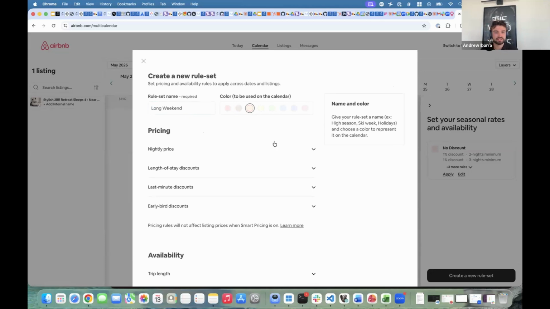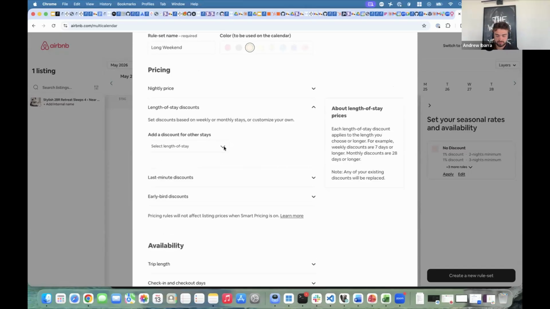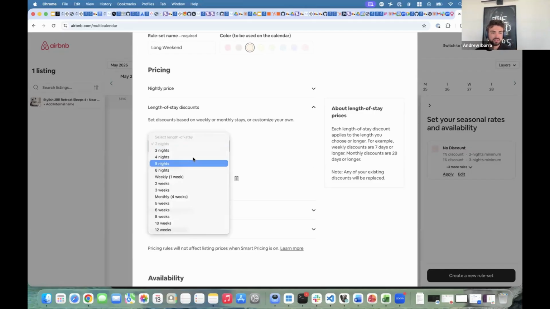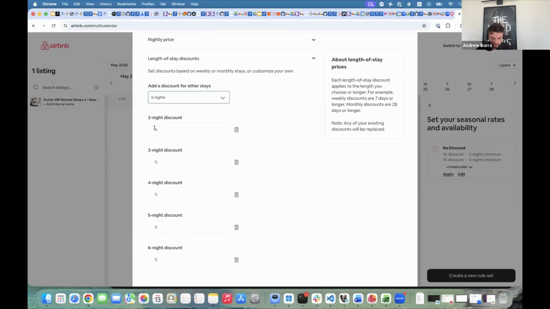Then you will click length of stay discounts. You're going to select 2 night, and then select 3 night as well. I'll have you select all of them, so 3 night, and then all the way up to 6 nights: 4 night, 5 night, 6 night. Then I'll tell you what to put in each one. Alrighty. For 2 night, here, I'm going to have you change it a little bit.